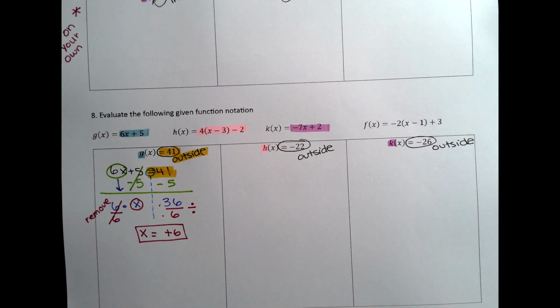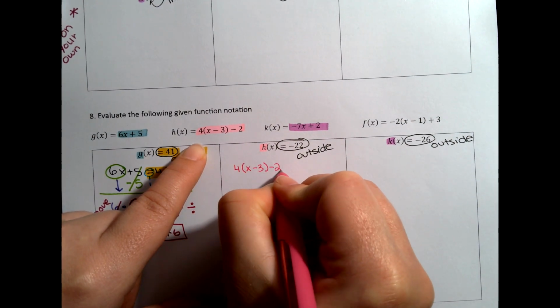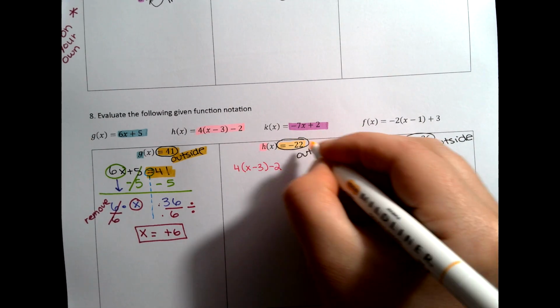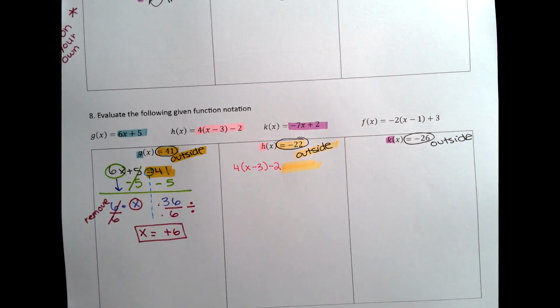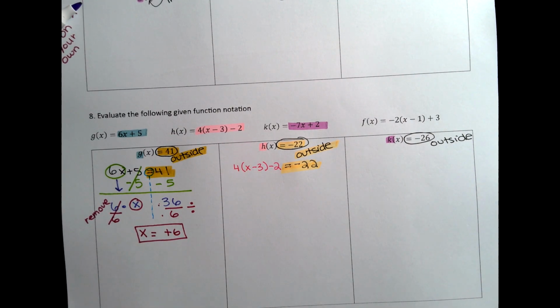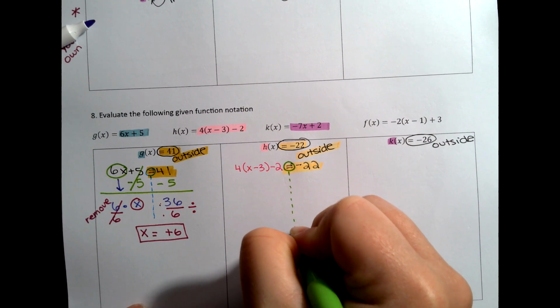Okay, let's go again. This time we are taking our h function. We've got 4 open x minus 3 close it minus 2. Again, where is our number located? Our number here is located on the outside, so we're going to be writing equals negative 22 on the outside. Circle your equals dotted line. This is now solving. This is not PEMDAS. This is not order of operations.